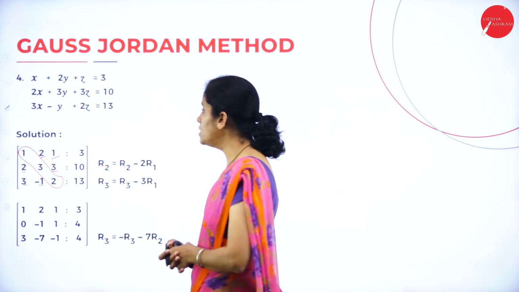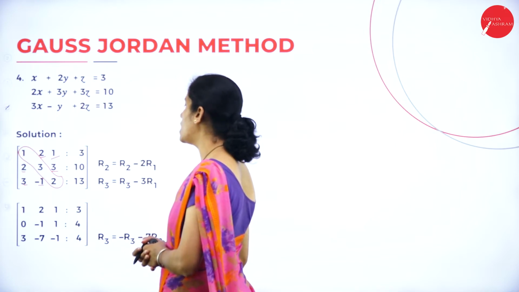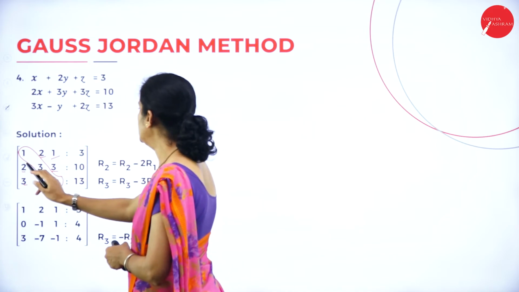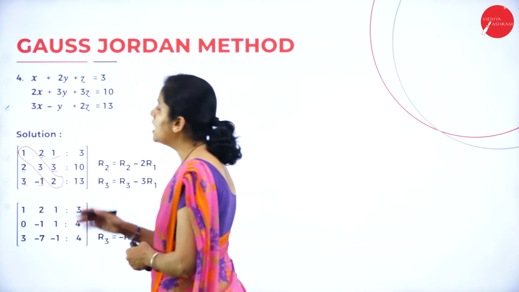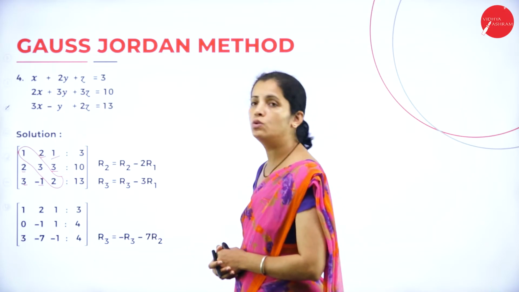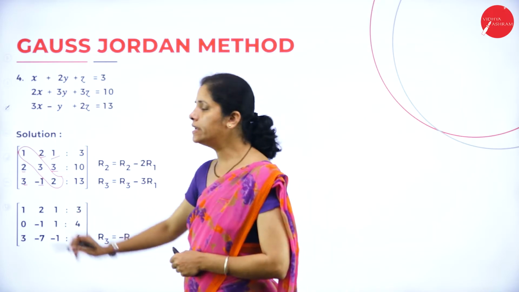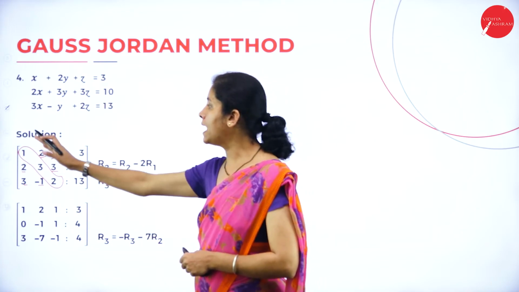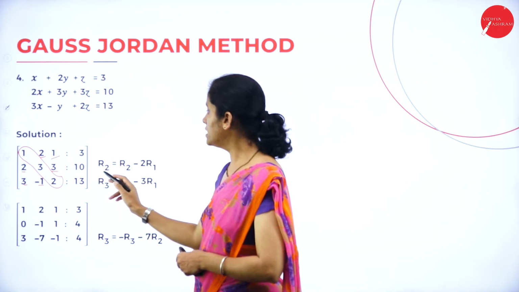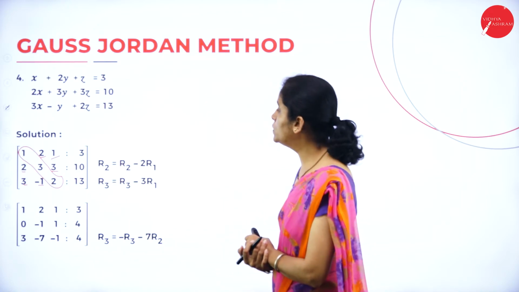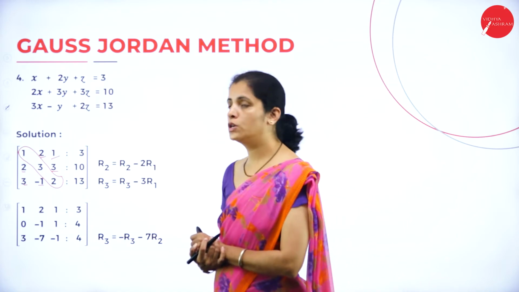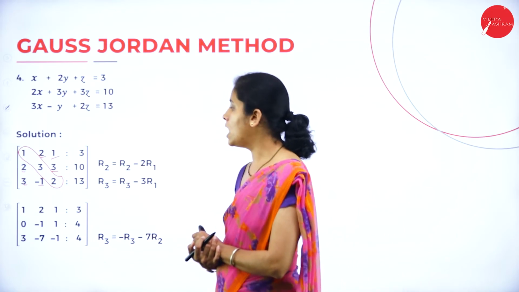So what I will do, I'm going to write the formula. That is R2 equal to, see here, if I consider this R1 and multiply R1 by 2, I'll get 2. So 2 minus 2 is 0. And here it is 3. So if I multiply R1 by 3, it is 3. 3 minus 3 is 0. So I'll construct the formula R2 equal to R2 minus 2R1 and R3 equal to R3 minus 3R1.